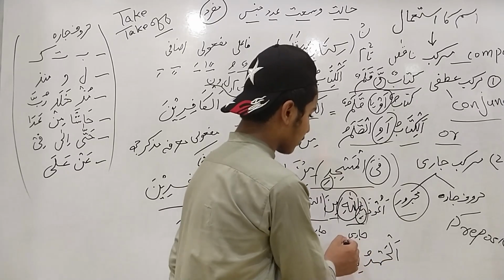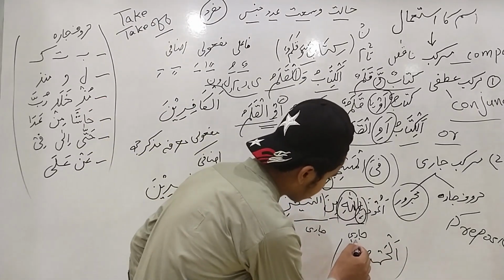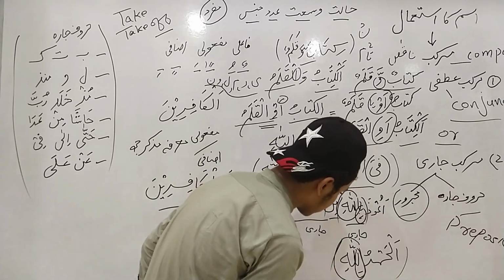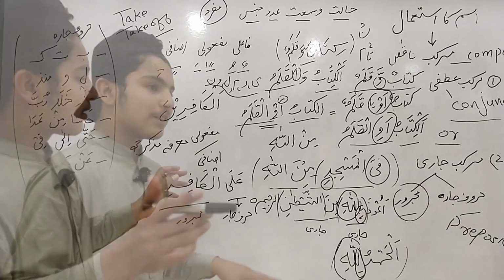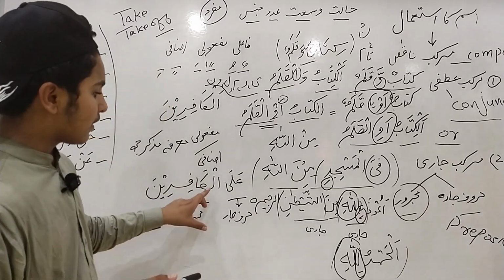Another example from the Holy Quran is alhamdulillah. In alhamdulillah, this is Murakkab Jari. This lam is known as the preposition. Now we discuss the chart which we made at the time of Jama Salim.